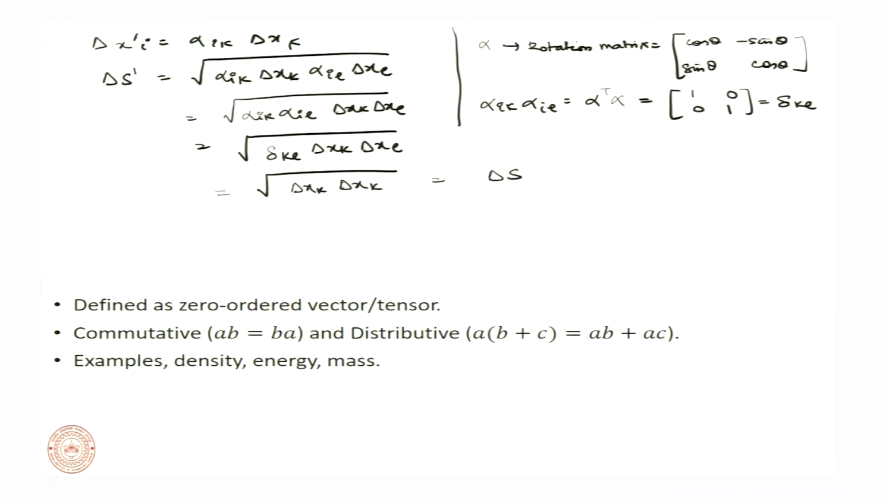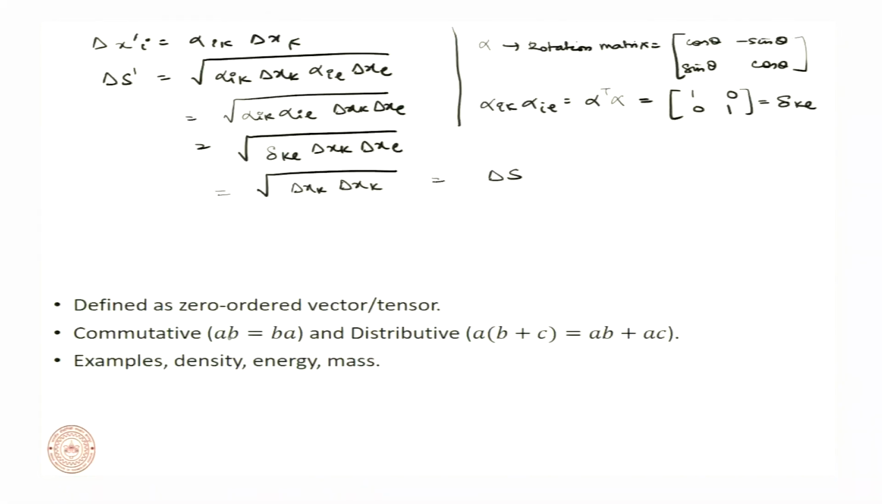All right. With that in mind, scalars are also called zero-order or zero-rank tensors because they are just 1 by 1 matrices. They have some properties. They are commutative, that is, the product of two scalars A times B is equal to B times A. We have a distributive property, that is, A times (B plus C) is AB plus AC. Some examples of scalars are density, energy and mass. Scalars have just a magnitude and no direction.